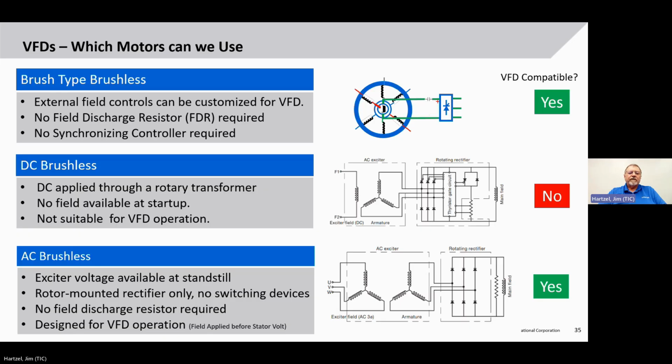This type of motor, a brush type synchronous motor, we can. That shouldn't say brushless there. Sorry, that's my mistake. The second one, a DC brushless, if you remember when we went through it, we said the DC is applied here, but since it's not turning, we can't get power to the field coil. We've got all this circuitry here that's going to prevent us from doing that. So we're not able to use this one on a VFD.